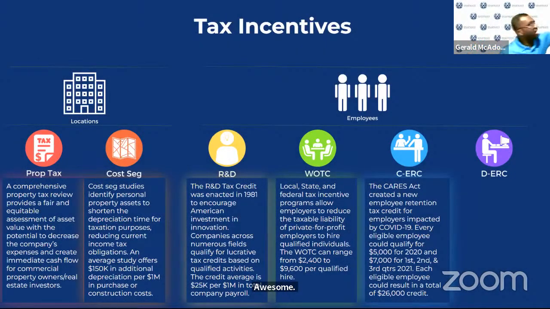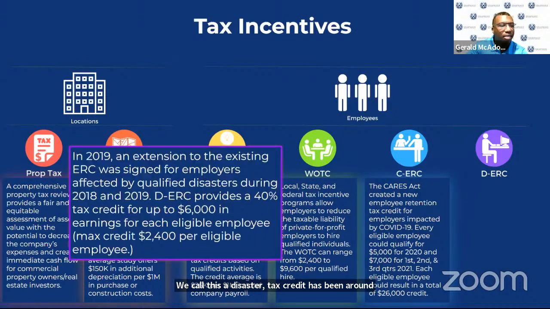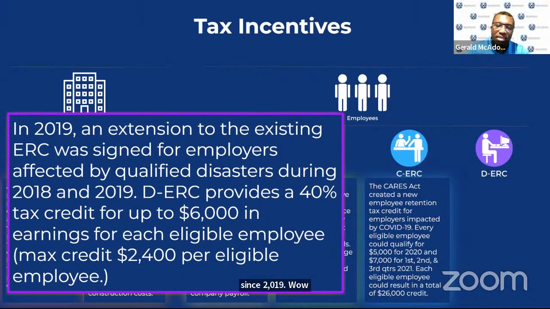So this is the disaster retention credit. We call this a disaster tax credit. It's been around since 2019. It has been updated and expanded almost every year. It brings business owners about $2,400 a year per eligible employee.